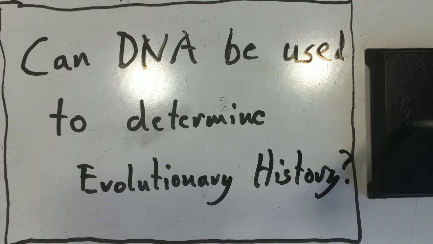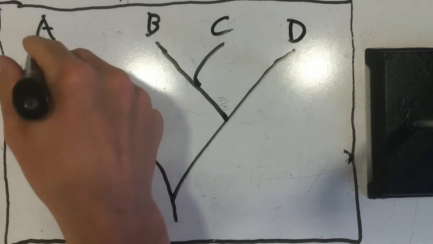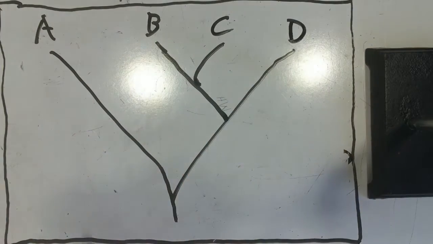All right, good afternoon. The topic of this video is going to answer the question, can DNA be used to determine evolutionary history? So we learned last time that an evolutionary history really represents a family tree. So if we've got 4 species, A, B, C, and D, this shows their past.